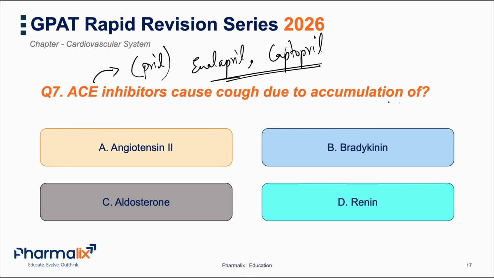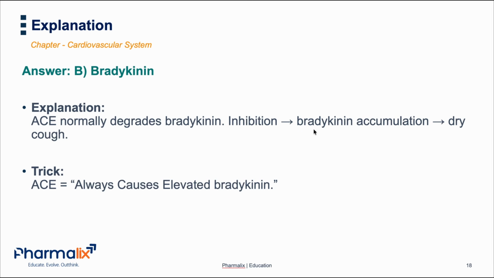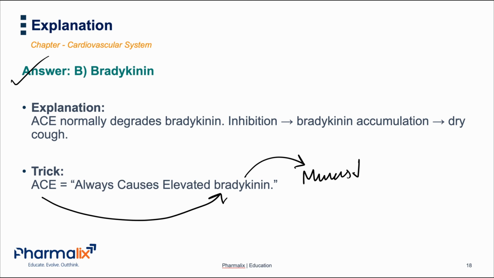ACE inhibitors cause cough due to accumulation of what? Angiotensin 2, no. Aldosterone, no. Renin, no. Bradykinin, yes. So why? Let's understand how bradykinin pharmacology works. ACE inhibitors elevate bradykinin, and whenever there is high bradykinin, mucus will be decreased and thus it causes dry cough. As simple as that.